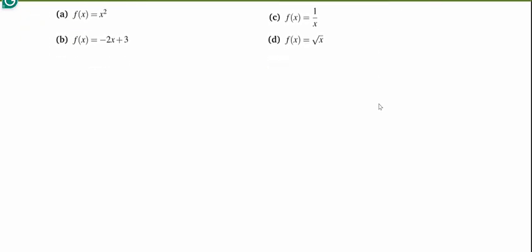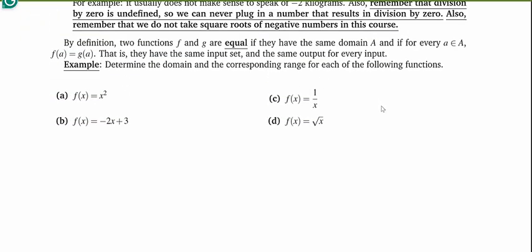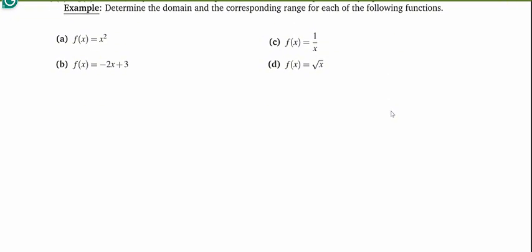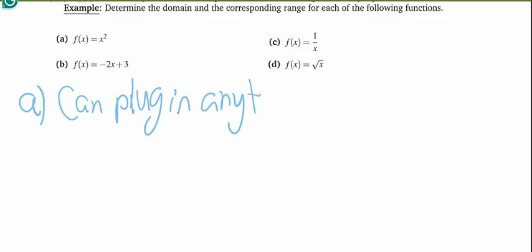Now let's talk a bit about this example. Determine the domain and the corresponding range for each of the following functions. Okay, let's talk about a. What am I allowed to plug into a? Well, it's x squared. Any old number I can take into a calculator and multiply by itself. Negative, fraction, 0, anything at all. So nothing is preventing me here from plugging in any old thing I want. So I can plug in anything.